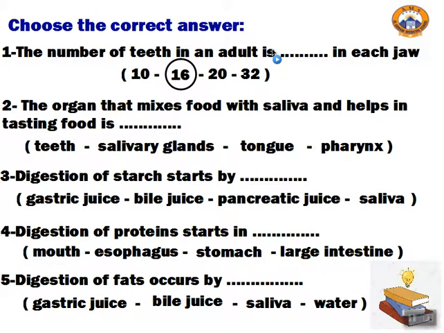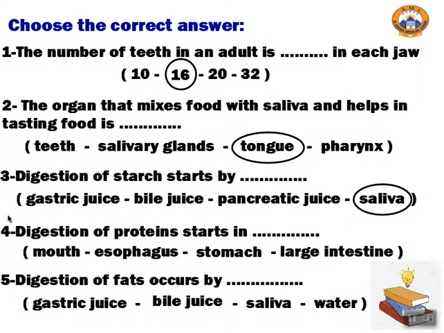Okay. Number 2. The organ that mixes food with saliva and helps in tasting food is what? What is the organ that tastes the food and mixes it with saliva before swallowing? It's the tongue. Number 3. Digestion of starch starts by what? What is the name of the juice that helps to digest starch, to break it down into sugars? It's the saliva, and this happens inside the mouth.